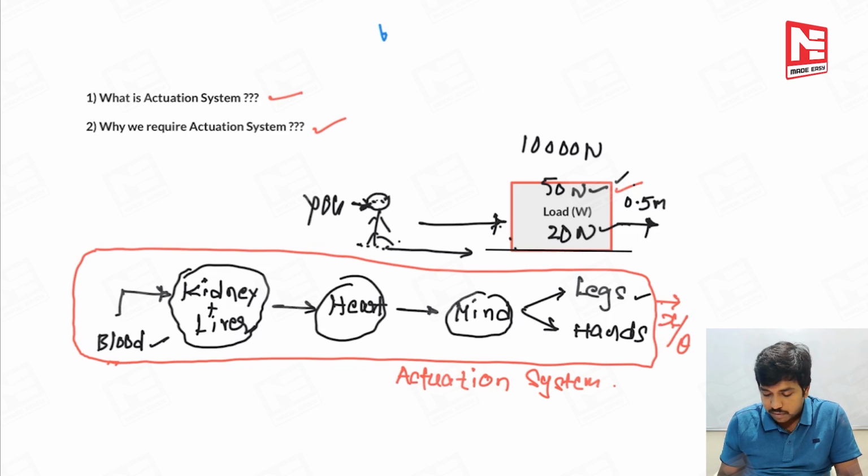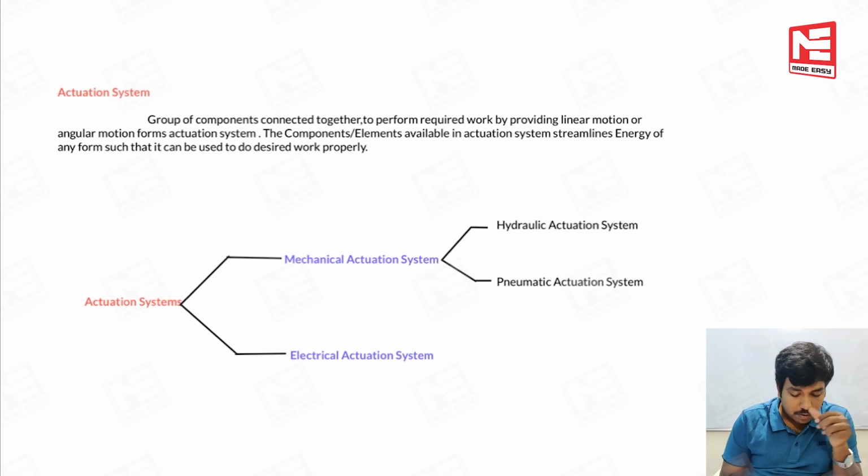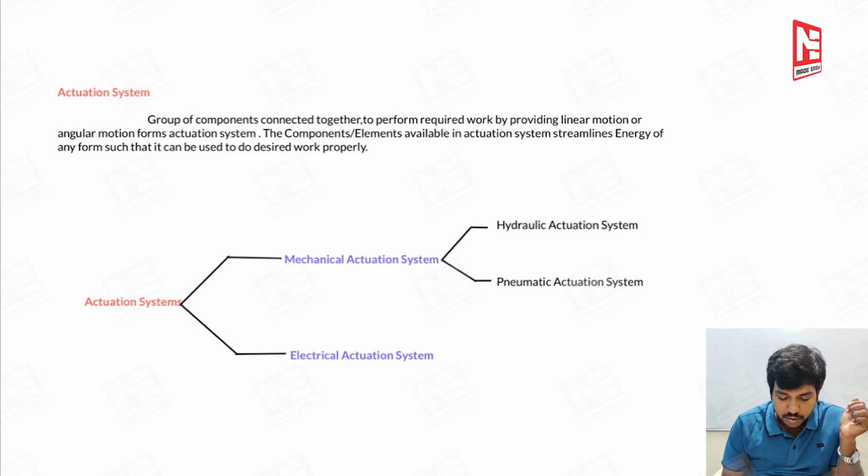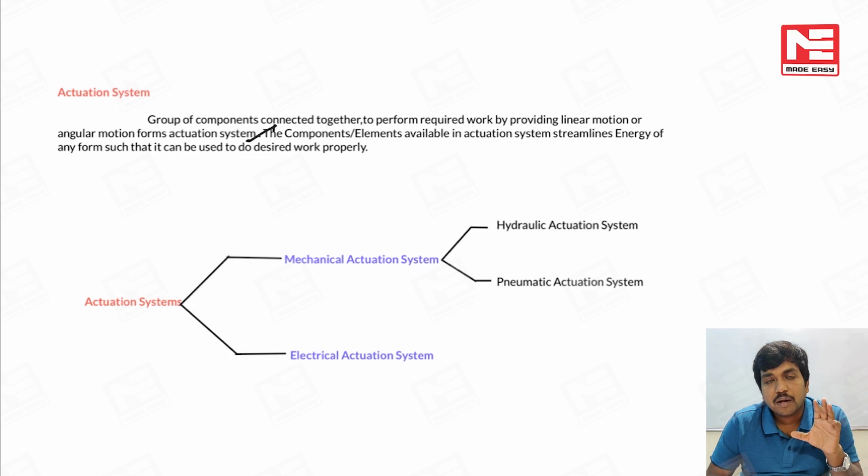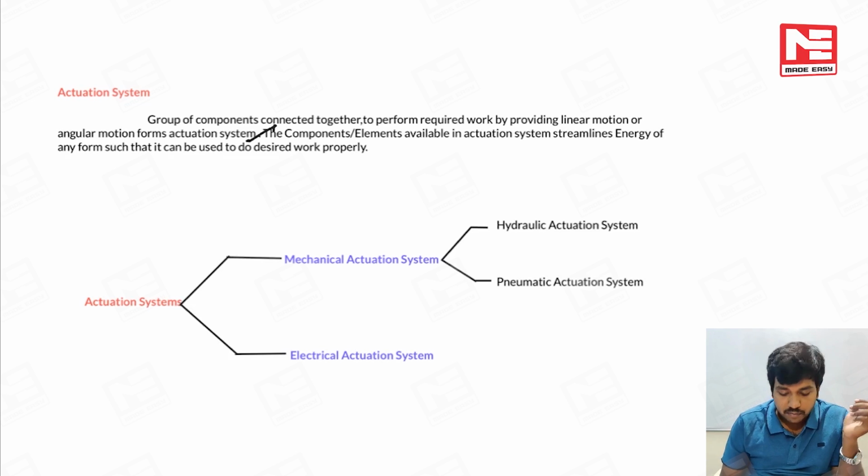Now let me discuss all these things in detail. So as I said, an actuation system is nothing but a group of components connected together to perform the required work by providing linear motion or angular motion. This is exactly what I told you earlier also, right? Even in the previous slide you have seen clearly that the final intention of all the organs working together is to displace the load, right? So the same thing I have written in the script here.